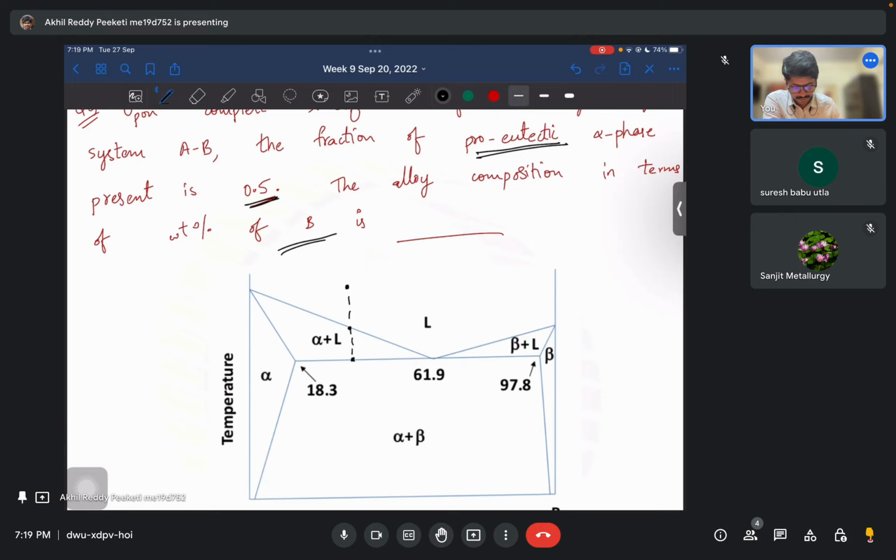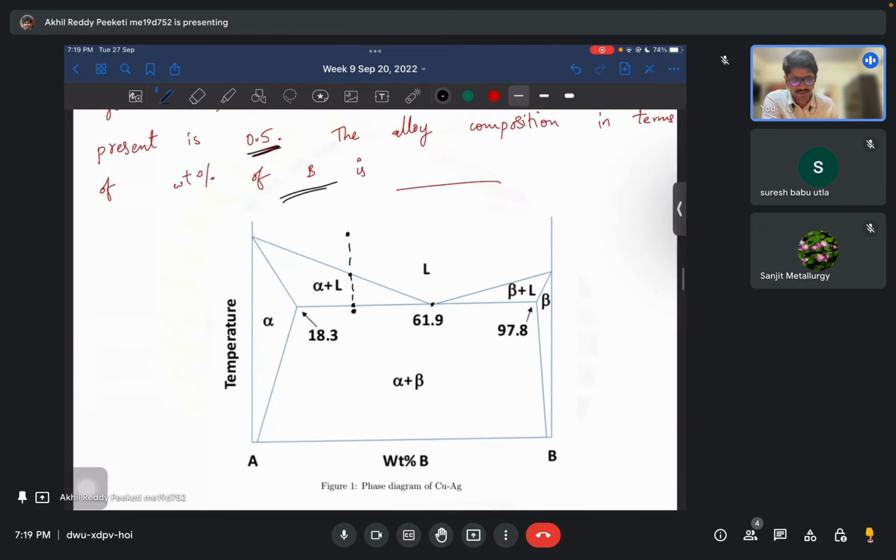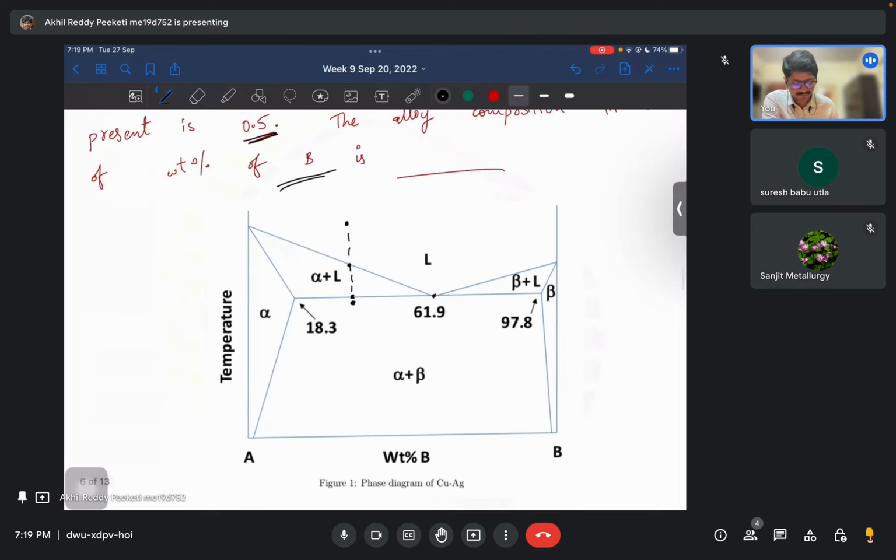Now, as you go just a little bit down, all the liquid converts into solid. So all the liquid converts into a eutectic mixture of alpha and beta. At this point, you have some alpha which is already solidified, and the rest of the liquid forms a eutectic mixture of alpha and beta. So the original alpha which was present is the pro-eutectic alpha. Okay. So that will happen only in this case.